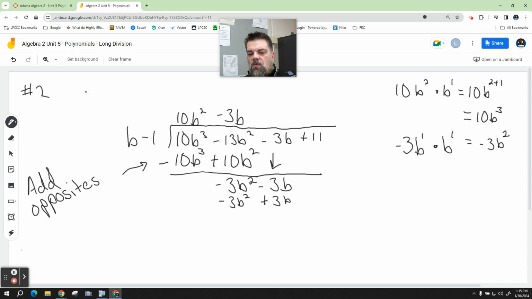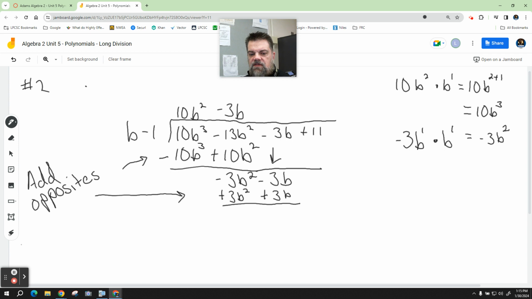Now I saw one kid got so excited, he said, well, these cancel, and just cancel them out. What did they forget to do? Add the opposites. So this becomes positive, this becomes negative, and so this is actually negative 6b. Drop down the 11.